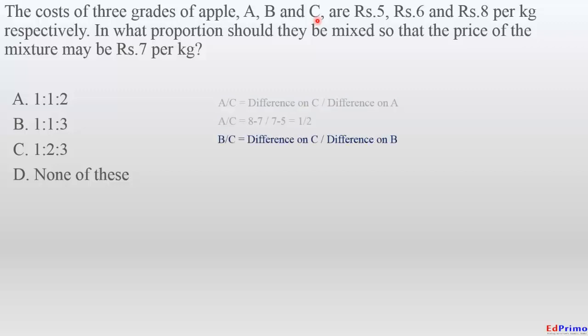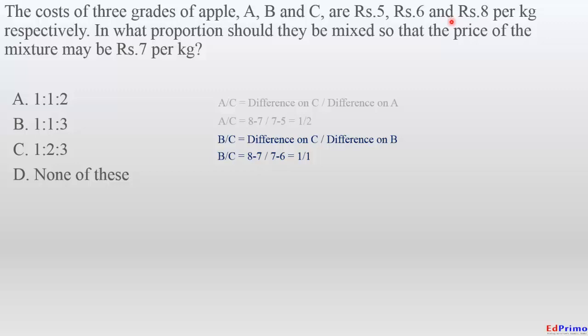And similarly, the quantity of B and quantity of C. Now these two quantities have to be equal, because we know the simple average of rupees 6 and rupees 8 will be rupees 7. Now we just need to ensure that the quantities of B and C in the mixture are equal, so that the average price of the mixture would be rupees 7, 6 plus 8 by 2, and therefore B is to C would be 1 is to 1.